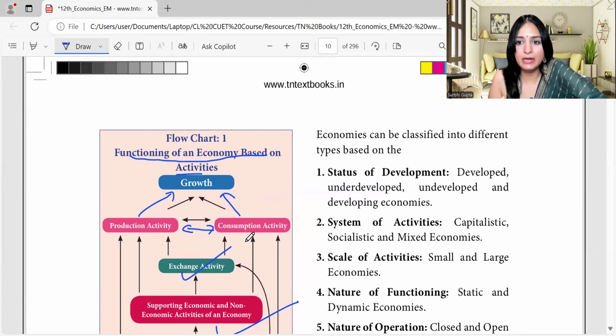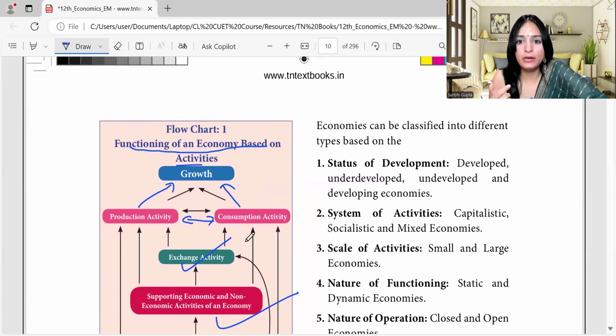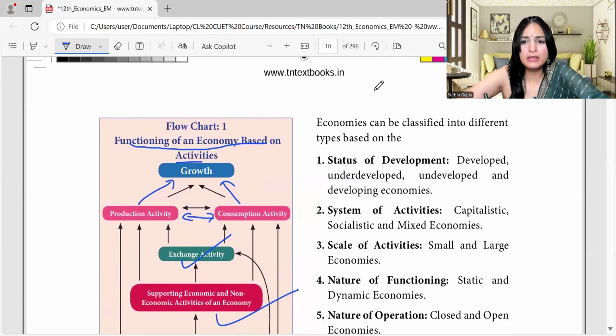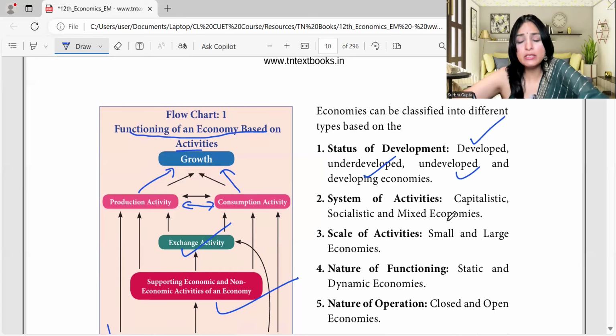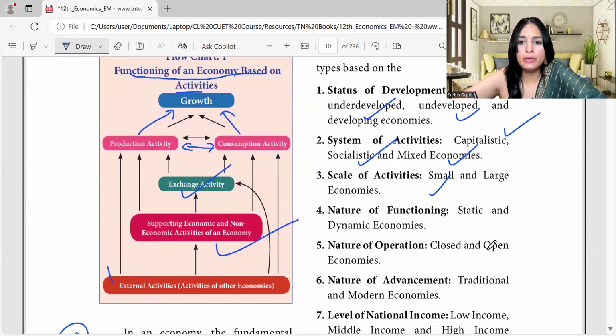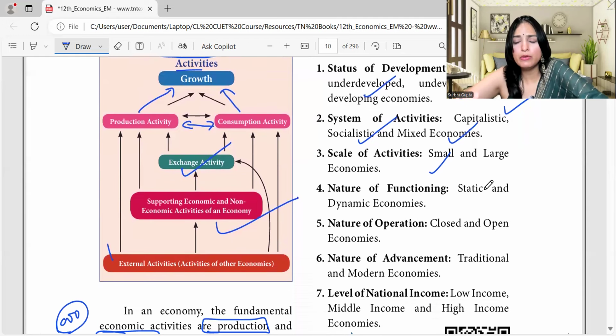Okay, economies can be classified into different types. Based on status of development, we can say one economy is developed, underdeveloped, or undeveloped. According to the system of economy, we can say one economy is capitalist, another is socialistic, and another is mixed. Then by scale of activities, we can say one is a larger economy or a small economy. By the nature of functioning, we can say one is a static economy, that's not doing well, and the other is a very dynamic economy. Dynamic economy, for example India, you can see the stock market of India, we are very dynamic.